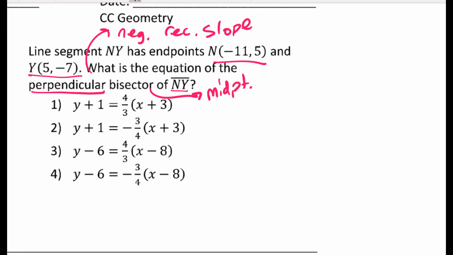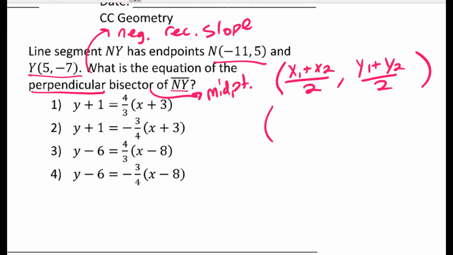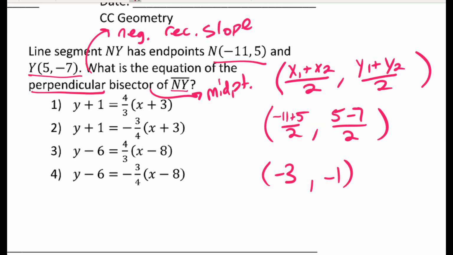So the first thing I'm going to do is plug into the midpoint formula. Remember, that's just the average of the x's, comma the average of the y's. So I'm going to add up my coordinates and divide by 2. For the x coordinates, that's going to be -11 plus 5 over 2. And for the y coordinates, it's going to be 5 plus -7, which is -2, divided by 2. -11 plus 5 is -6, divided by 2 is -3, and 5 minus 7 is -2, divided by 2 is -1. So that's the midpoint. That's a point that I know is definitely on my line.